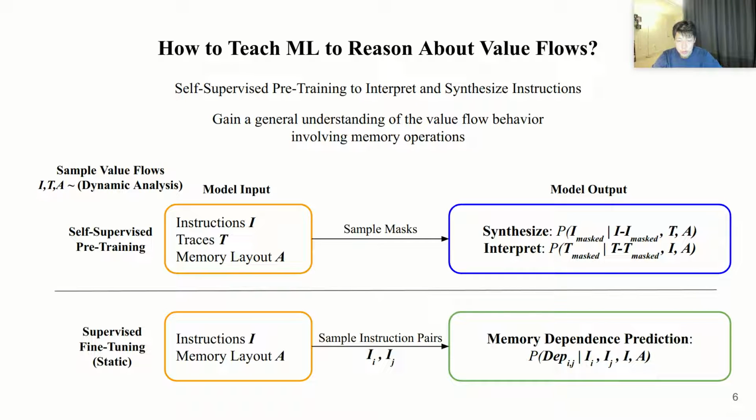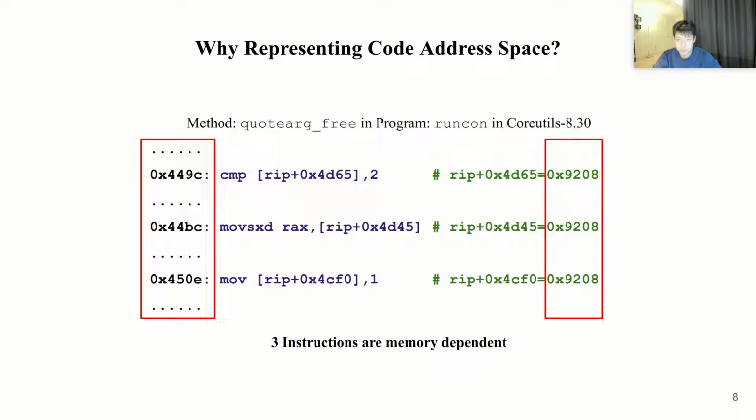After pre-training, the model is fine-tuned to statically reason about the value flows based on its learned knowledge from pre-training across memory along multiple paths, and predict the memory-dependent instruction pairs. The intuition is that the model will apply its learned knowledge for value flow analysis to infer the memory dependence. We represent the code address space during execution as an additional input aligned to the instructions. This helps the model stay aware of the instructions' order and their execution effect.